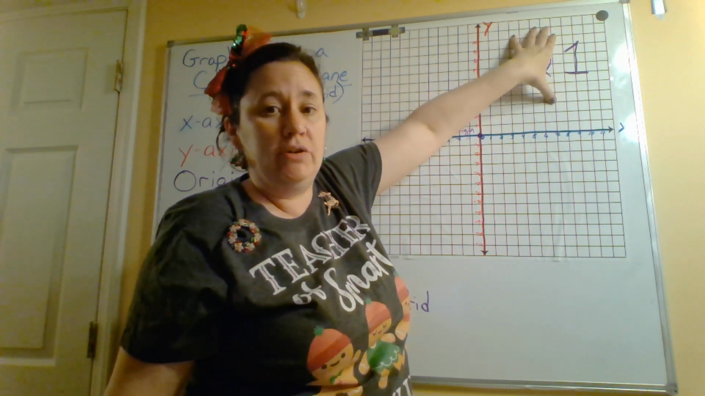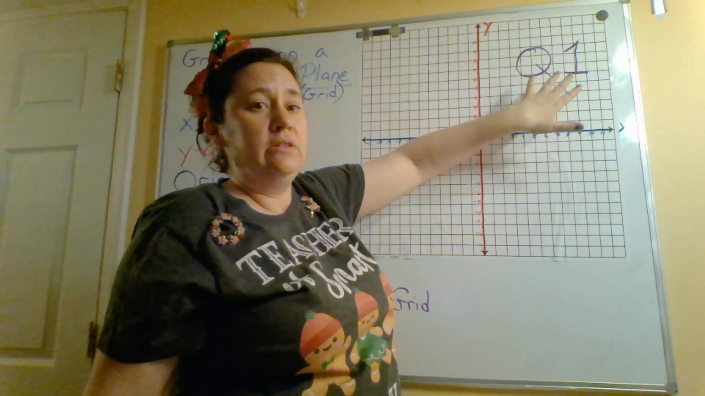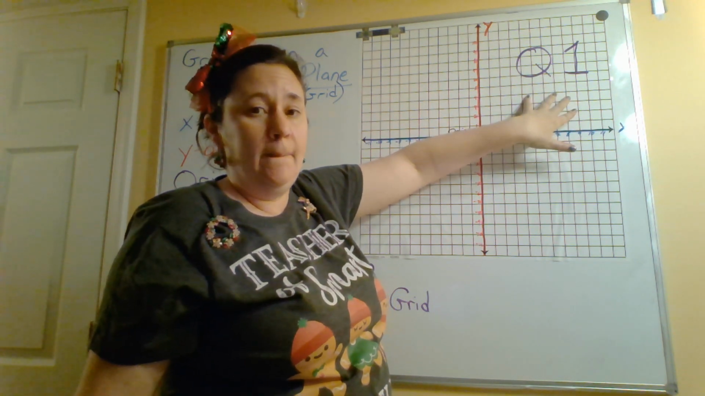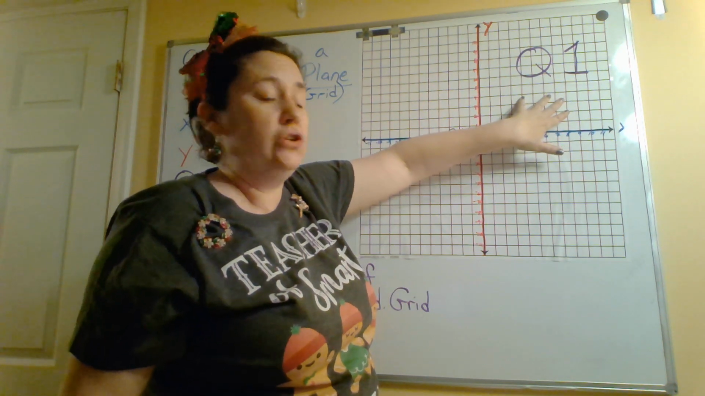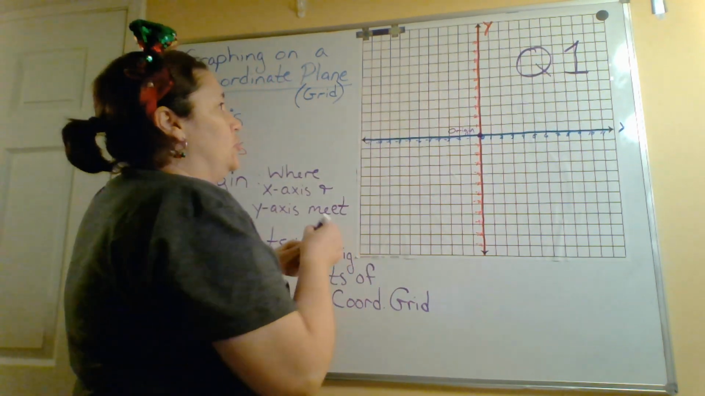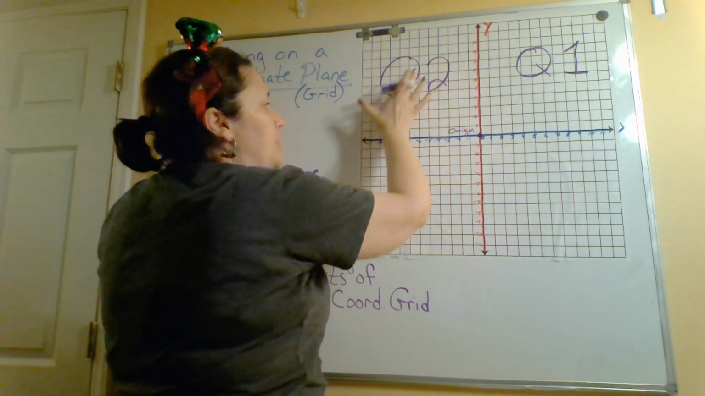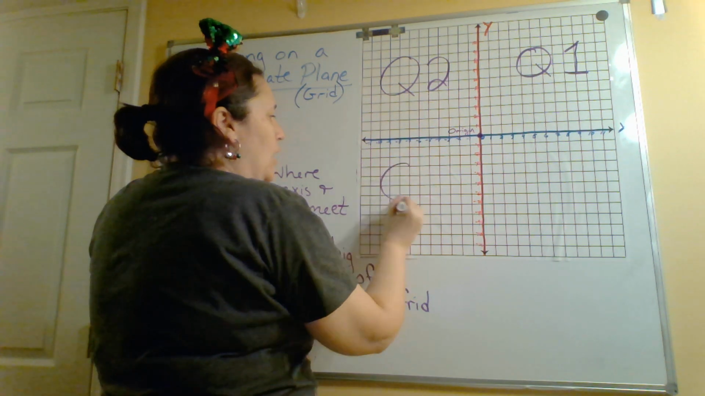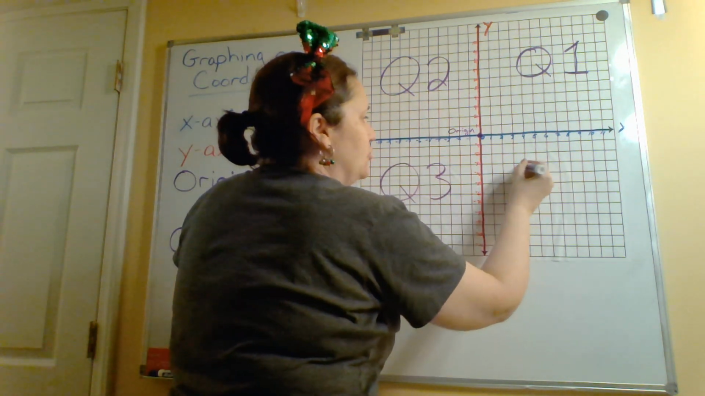Right here in quadrant 1, that's where the quadrants start being numbered. This is quadrant 1 right here. Now, to figure out the other numbers, you go counterclockwise. This one here is quadrant 2, Q2. This one comes next, quadrant 3. And this one is quadrant 4.